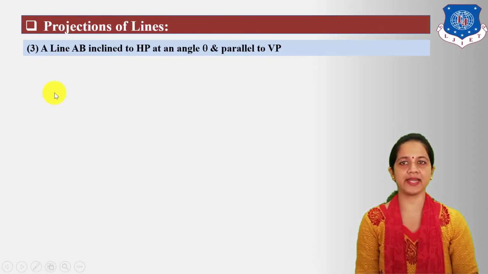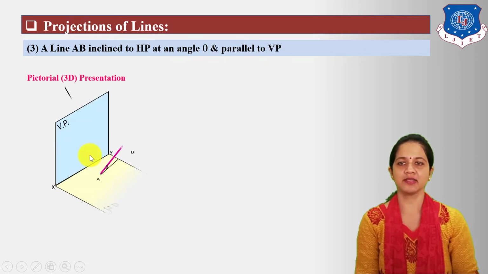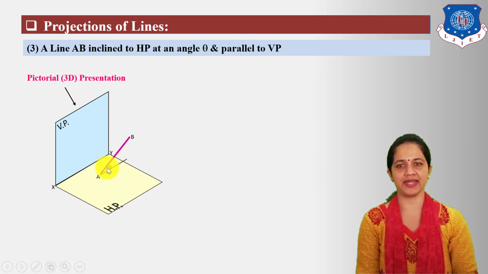Next, let us understand the third case of line. A line AB inclined to HP at an angle theta and parallel to VP. Here you can see the pictorial or 3D presentation of line AB in first quadrant. Here line AB is inclined to HP at an angle theta and at this position parallel to VP. Next, take projection of this given line from front and top direction.